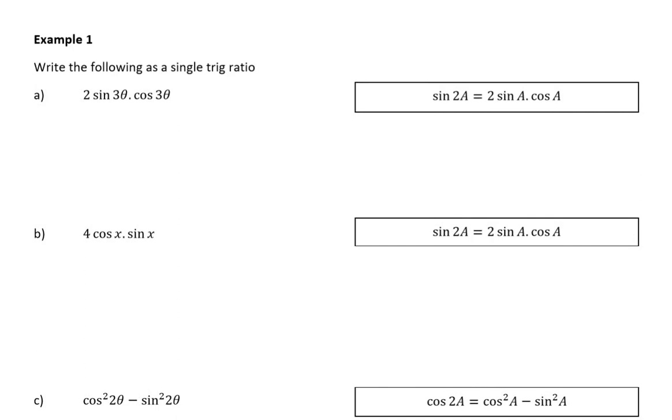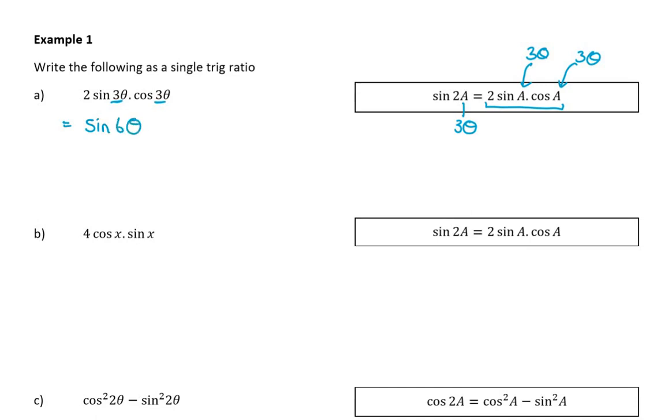It says write the following as a single trig ratio. And you do get so used to this. Once you've practiced enough and you've done enough past papers, you just see this pattern and you realize what it is straight away. So 2 sine 3 theta cos 3 theta is exactly that pattern. What they're saying is that here A is actually 3 theta. So this is going to collapse to sine 2 times 3 theta, so this is sine of 6 theta.